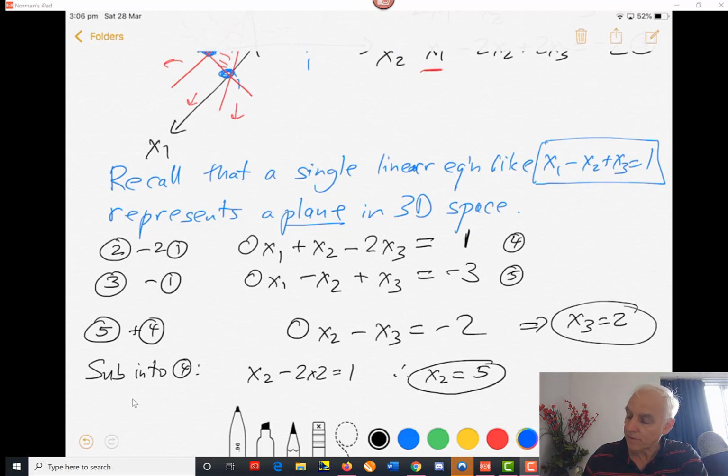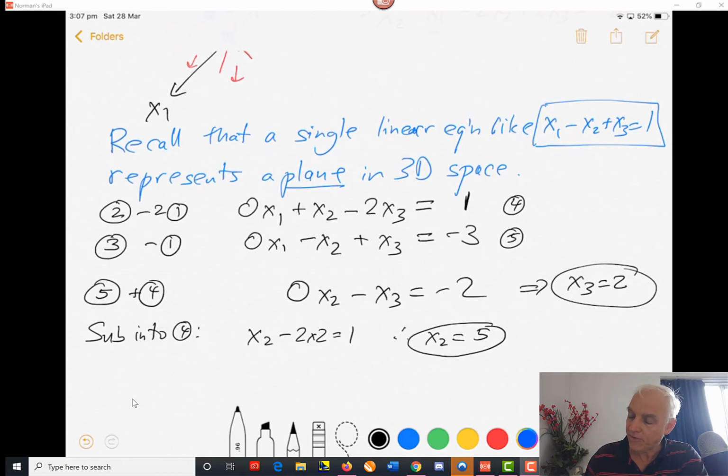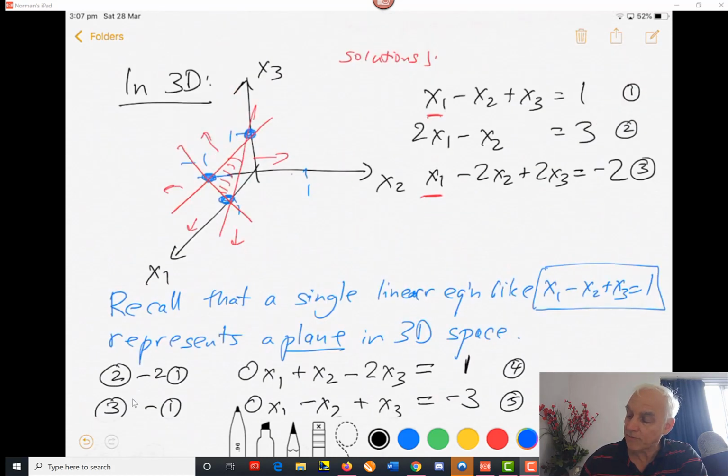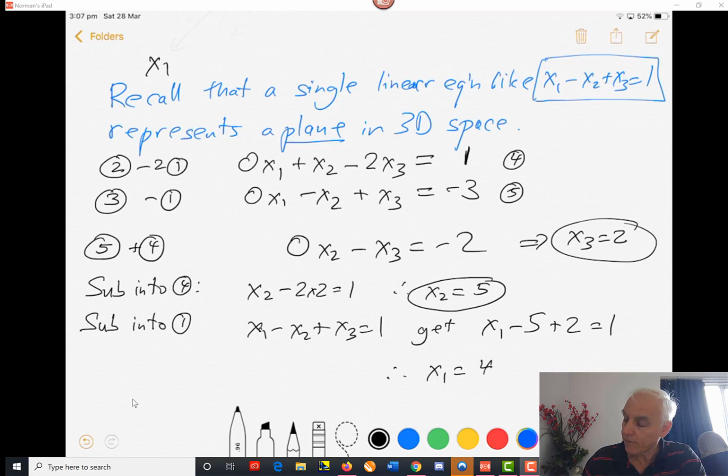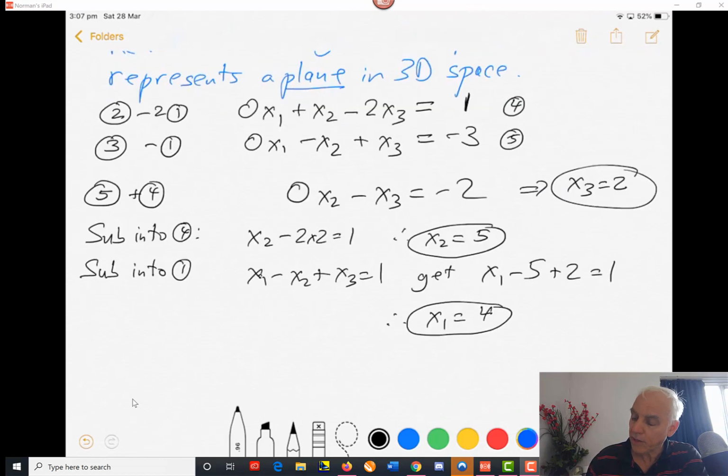Now we've got x3 and x2. Now we can substitute both of those back into one of the original equations. Let's say equation 1. I'll remind you what that was. It was x1 minus x2 plus x3 equals 1. I'll write that down again. x1 minus x2 plus x3 equals 1. So we're substituting these values in there. So we get x1 minus 5 plus 2 equals 1. And so x1 equals, minus 3 altogether, 4, I guess. x1 equals 4. So the solution is unique. We get a unique solution.